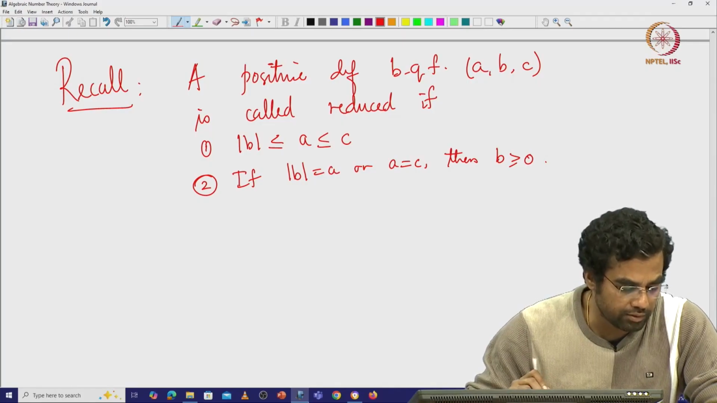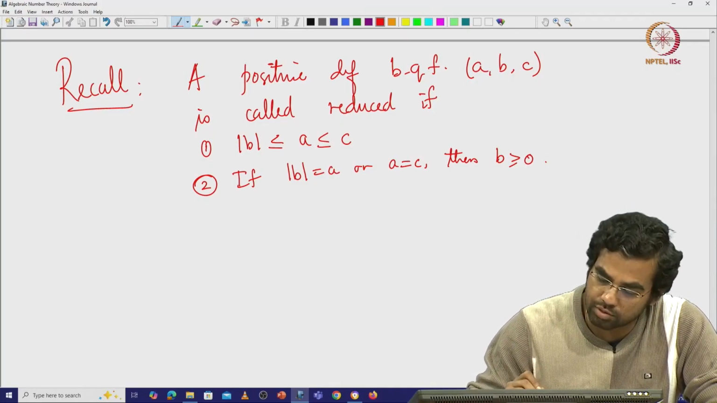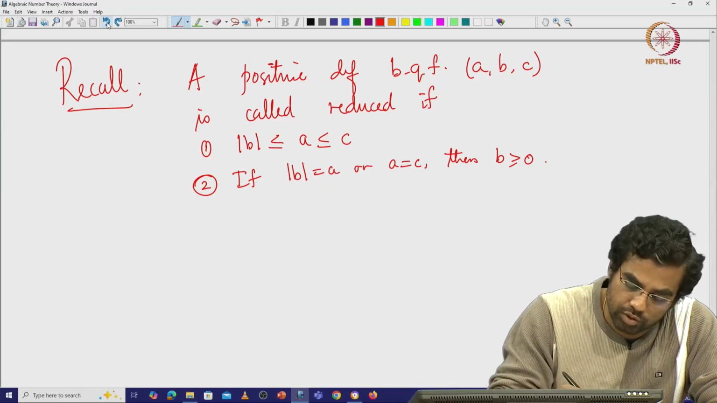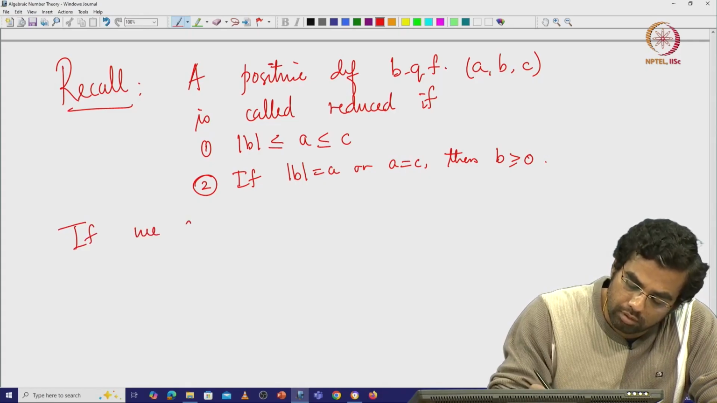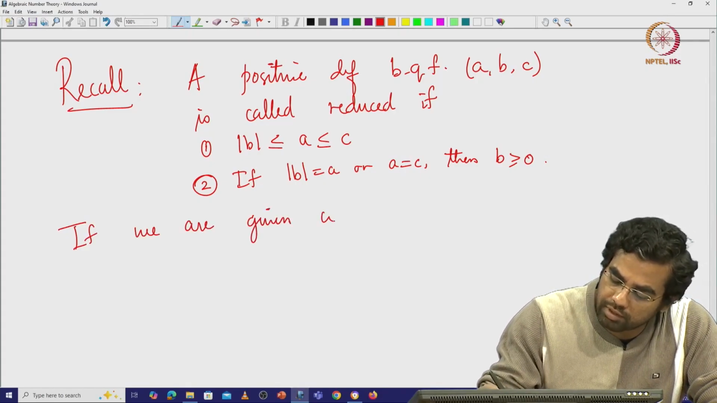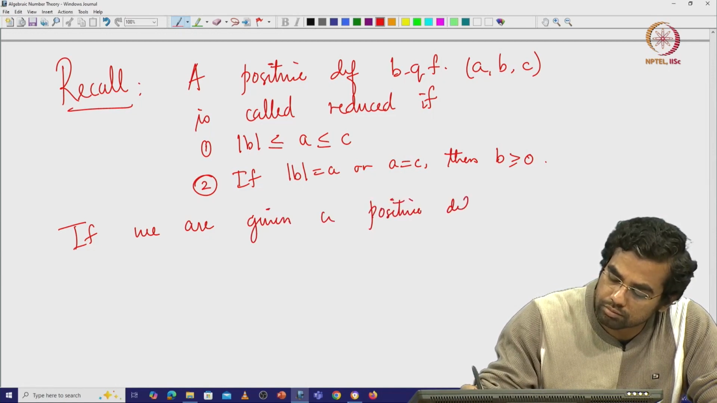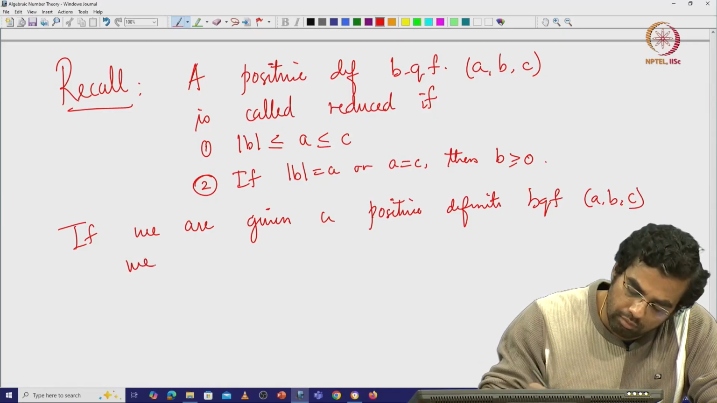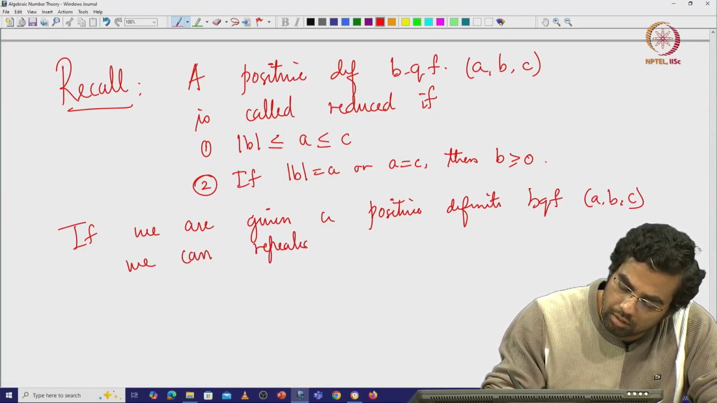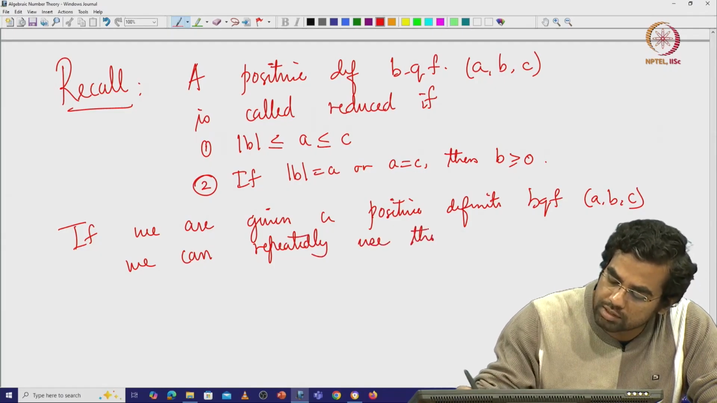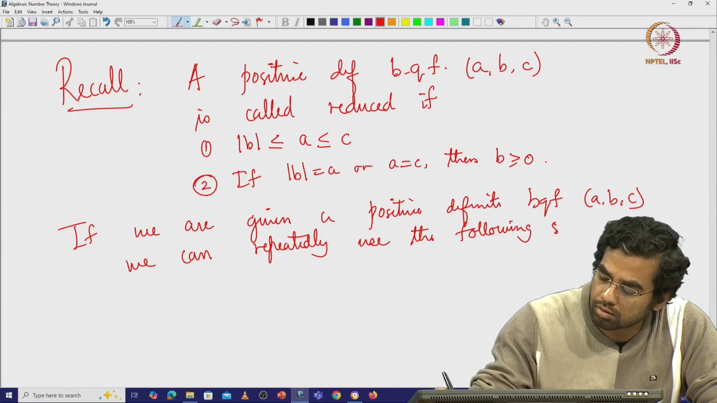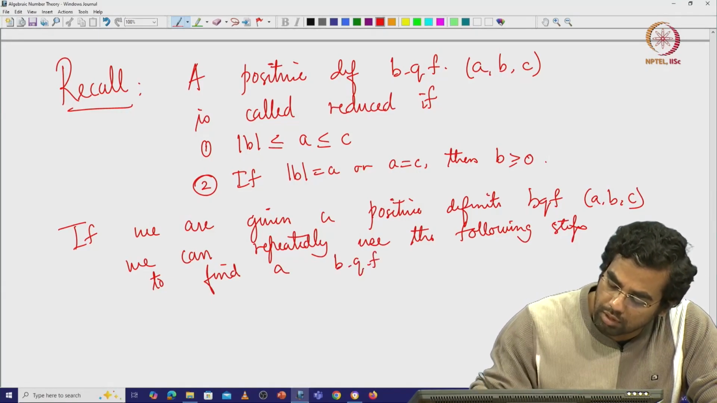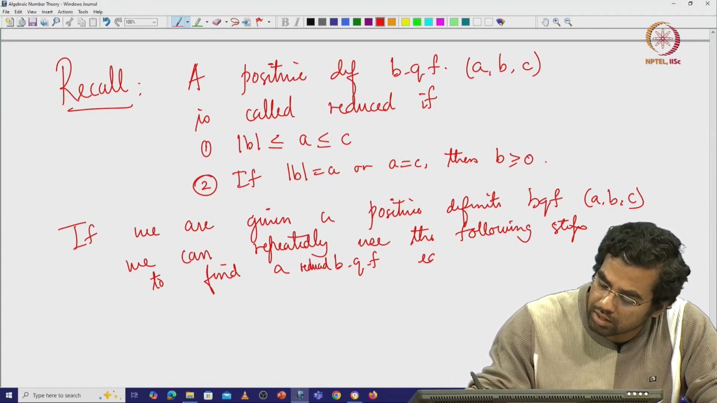So, if we are given a positive definite binary quadratic form (A, B, C), we can repeatedly use the following steps to find a reduced binary quadratic form equivalent to (A, B, C).